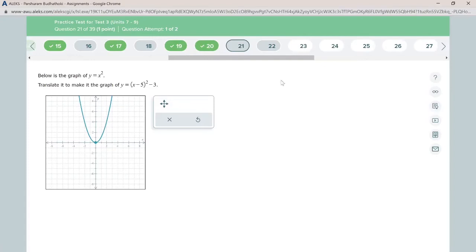Okay, so let's look at number 21. Below is the graph of y equal x squared. Translate it to make the graph of y equal x minus 5 squared minus 3. So here this is the combination of two different transformations. X minus 5 whole squared is a horizontal shift to the right, and minus 3 is a vertical shift down. Whenever you have a horizontal shift and vertical shift together, you always do the horizontal shift first. So you take 5 units to the right, and 3 units down, there is a -3. So that is your transformation.